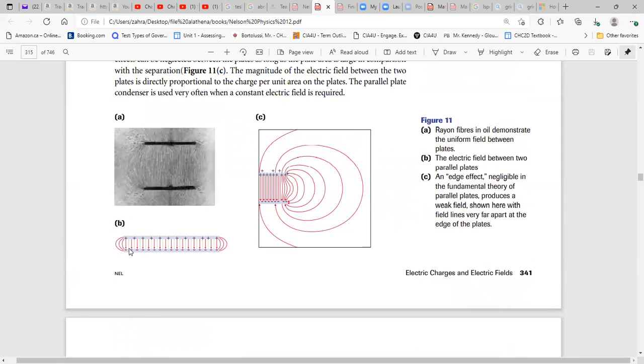If you have two parallel plates, one positive and one negative, the electric field formed goes out of the positive and into the negative. It will be uniform in the middle, but at the edges, as you see, there is this bending.